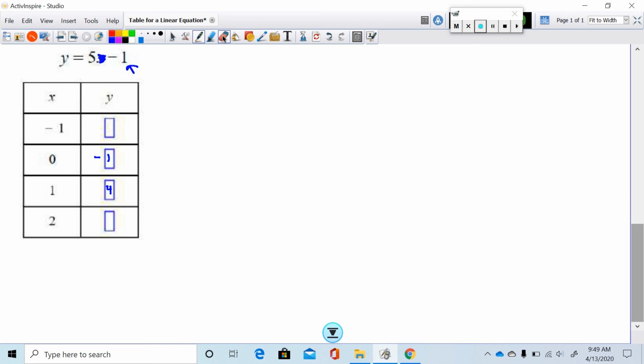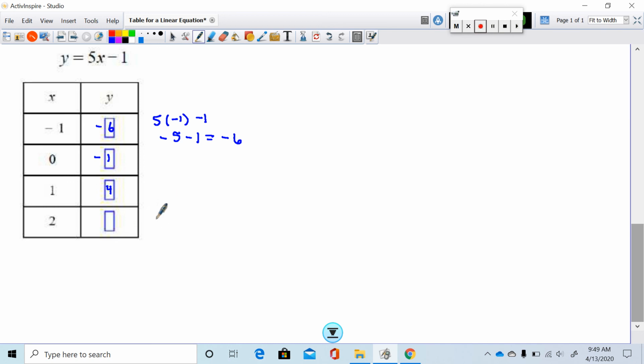All the rest of them you do have to figure out by substituting the x in. So I'm going to do 5 times -1 and then -1. All I did was take the -1 and plug it in for x. Everything else stayed like it was. So 5 times -1 is -5 minus 1. So I have a -5 and then a -1. So that's a total of 6 negatives.